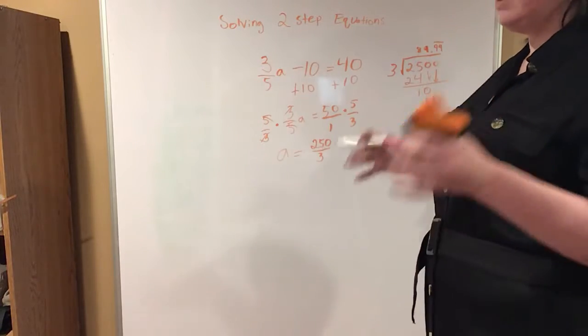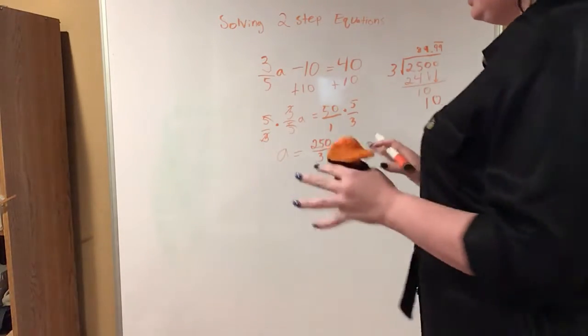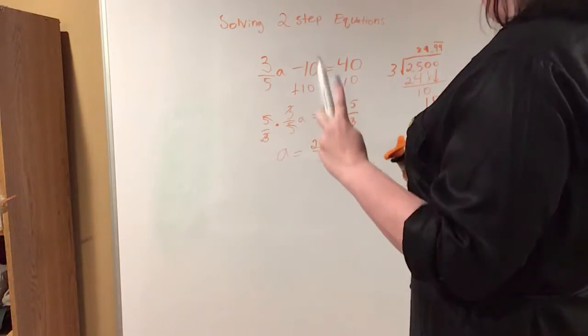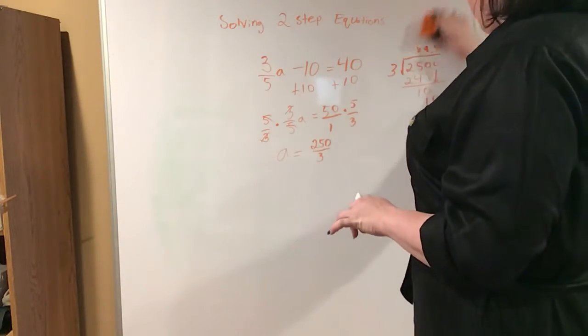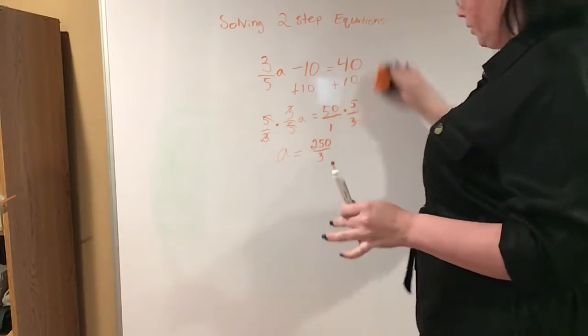I don't like mixed numbers. Really hate mixed numbers. They're honestly one of the worst things ever. I always change all my mixed numbers to improper before I do anything with them in math. Just because they're easier to work with.